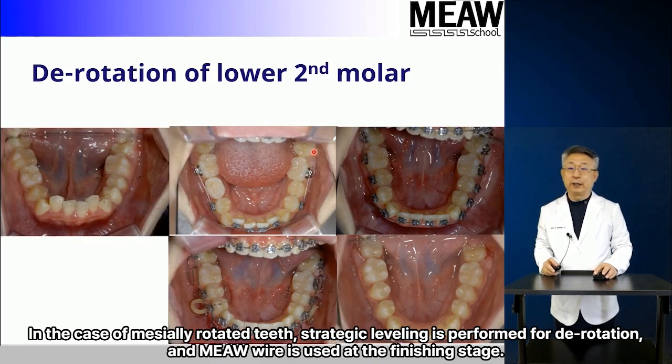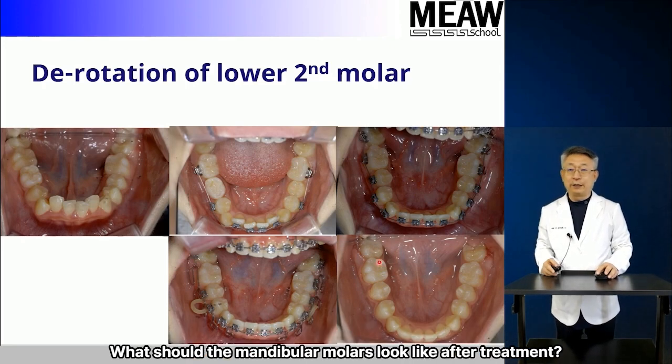In the case of mesially rotated teeth, strategic leveling is performed for derotation, and a MEO wire is used at the finishing stage. What should the mandibular molars look like after treatment? They should be parallel and derotated, as shown in the photo.